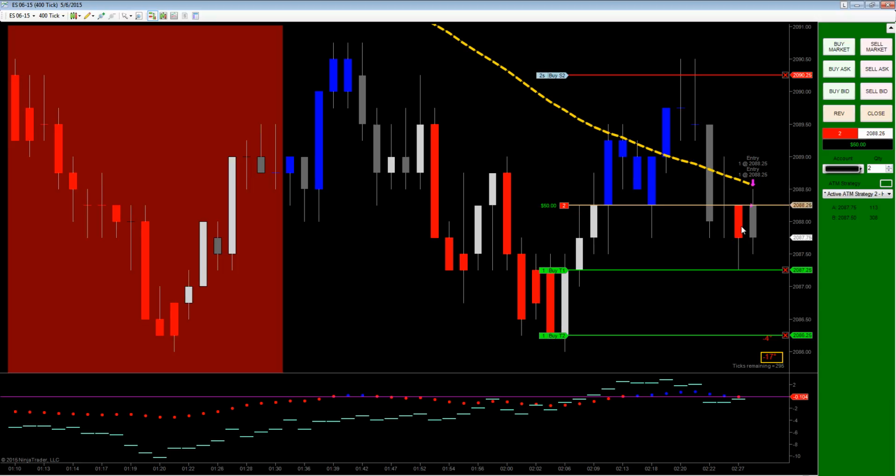So see that? The first red bar after color change. First red dot. Of course, I give it up to two bars or two dots. So this one happened on the first, so we take it.